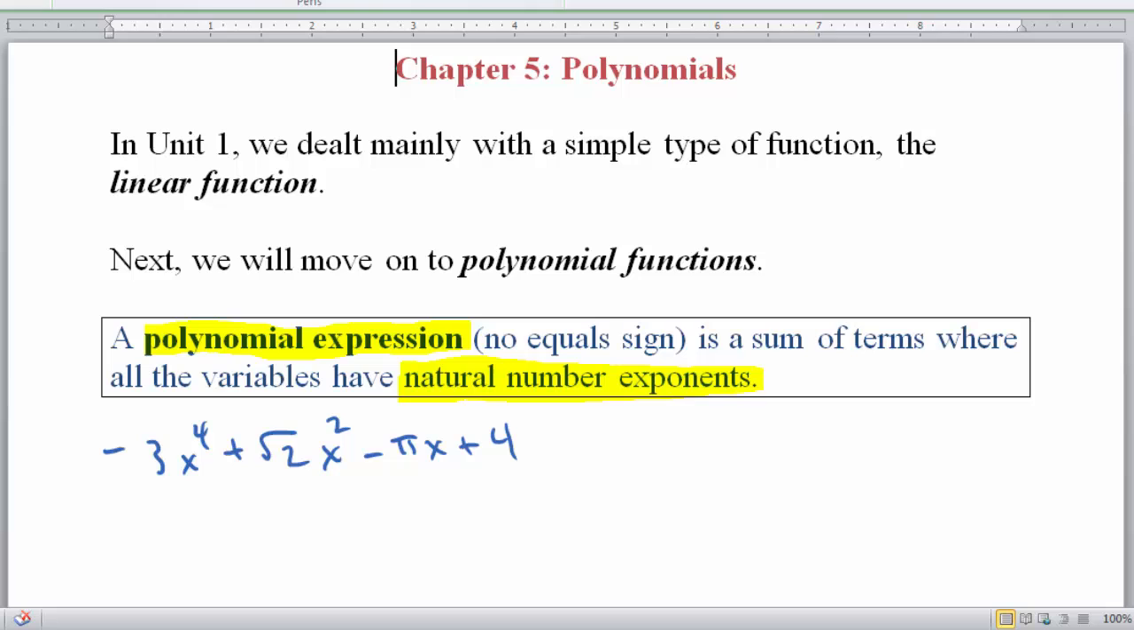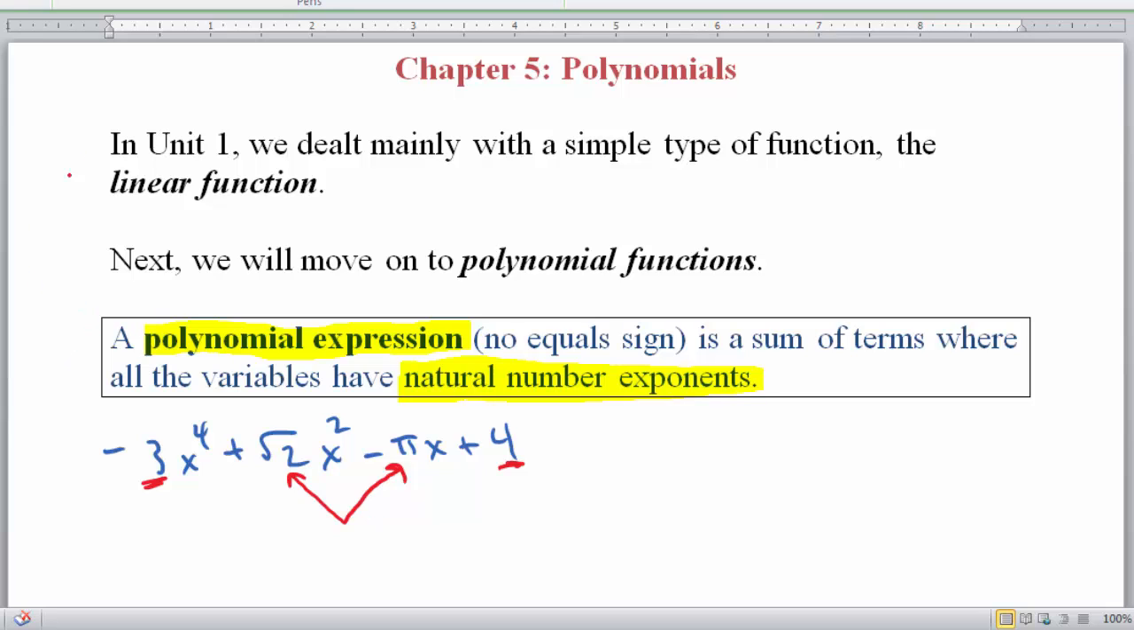Now, I think sometimes what would throw people off here is the square root of 2 and the pi. The square root of 2 and the negative pi are actually coefficients. So they're irrational coefficients. These polynomials can have irrational coefficients. The coefficients don't have to be rational numbers. Here you have a negative 3, which is a rational number, and here you have a 4, which is the constant term, which is a rational number. But the square root of 2 and pi and negative pi are actually irrational numbers, which is fine.